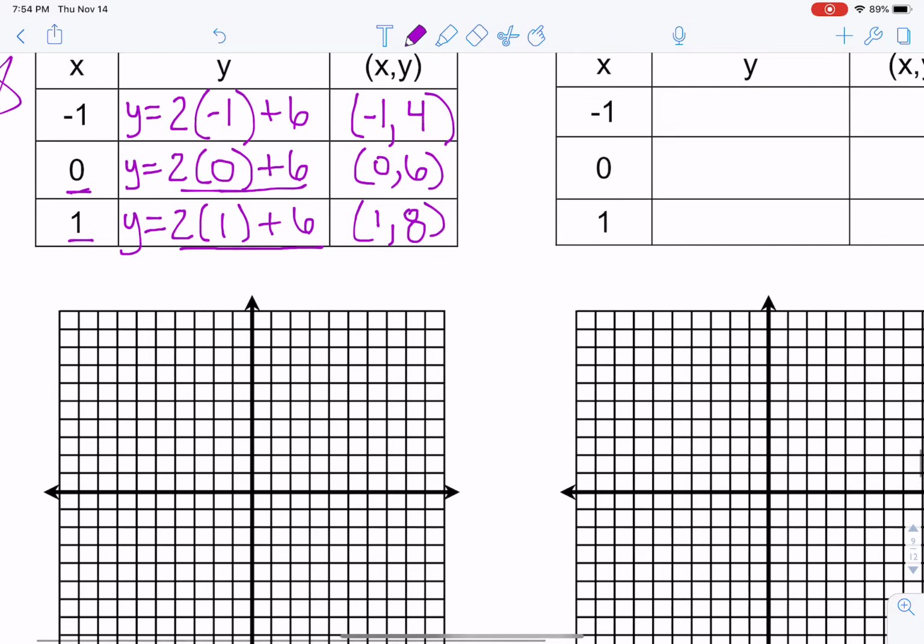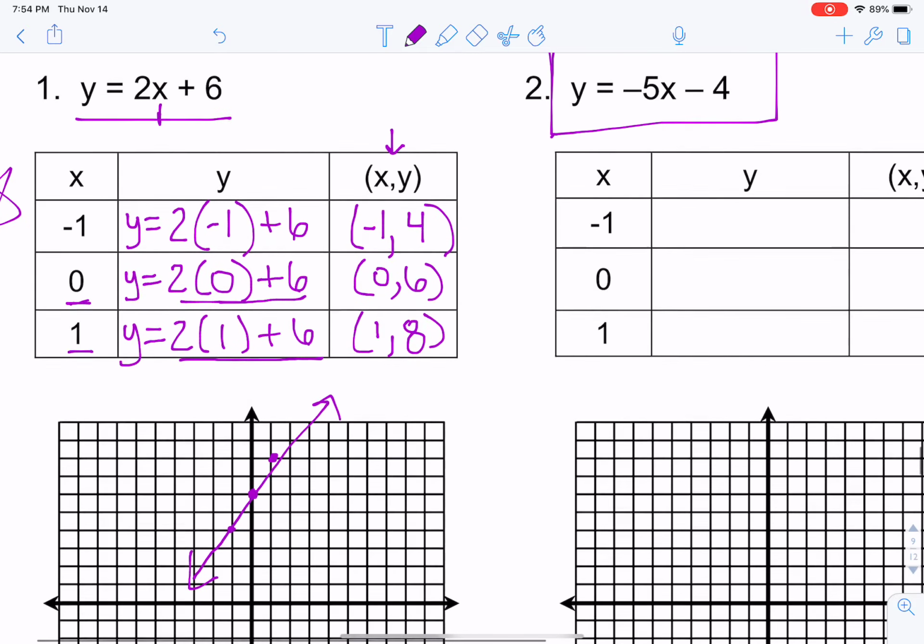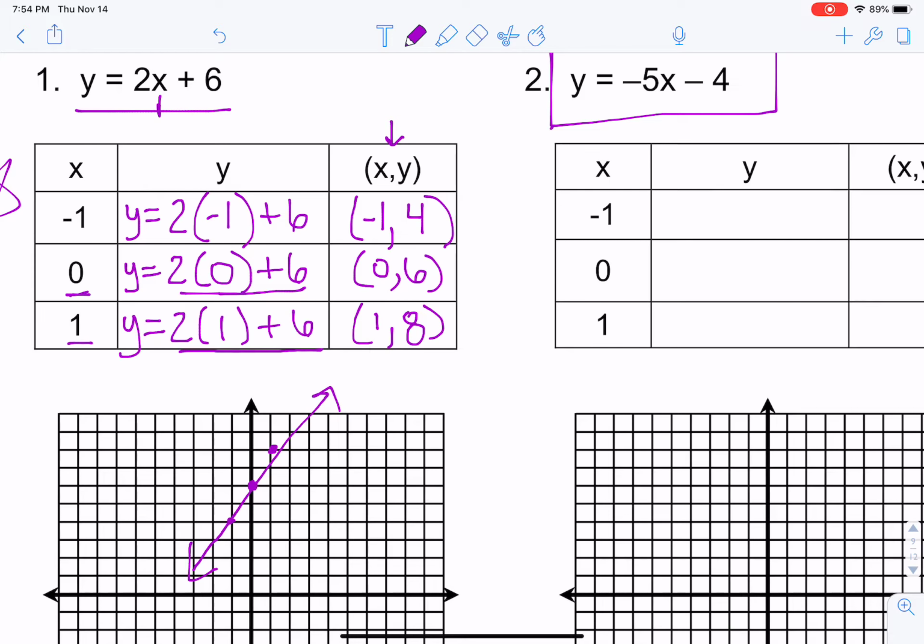And hopefully I should get a line. So let's see, I'm going to go over -1 up 4, over 0 up 6, and over 1 up 8. And it looks like I do have a line. I'm going to connect those dots the best I can without a ruler. And now I'm going to break down what is in this equation and why points on a slope-intercept form are always going to form a line. Why does that happen? So let's break it down.